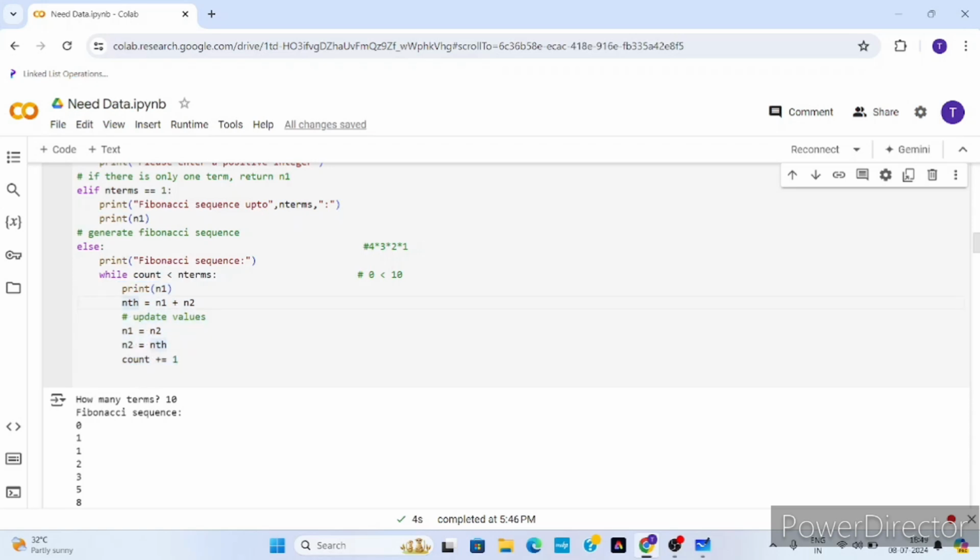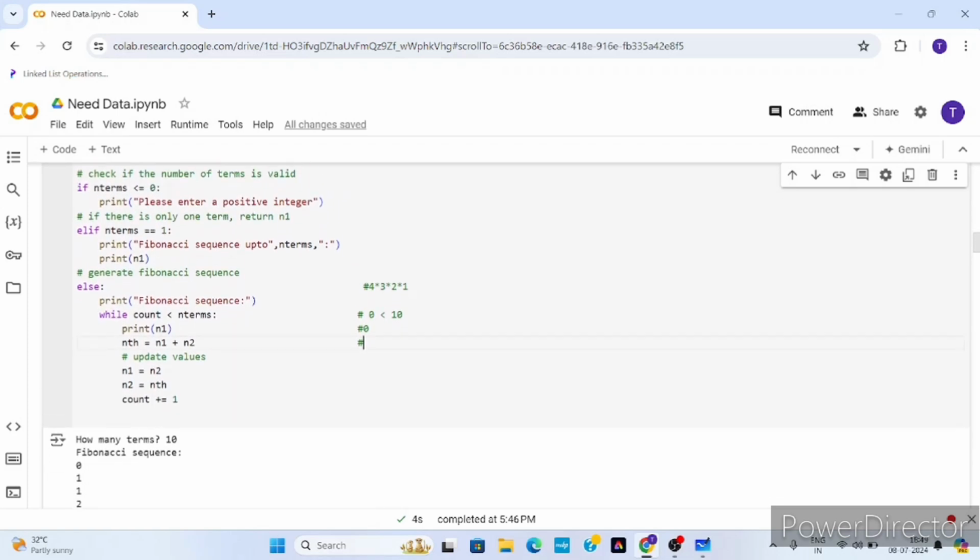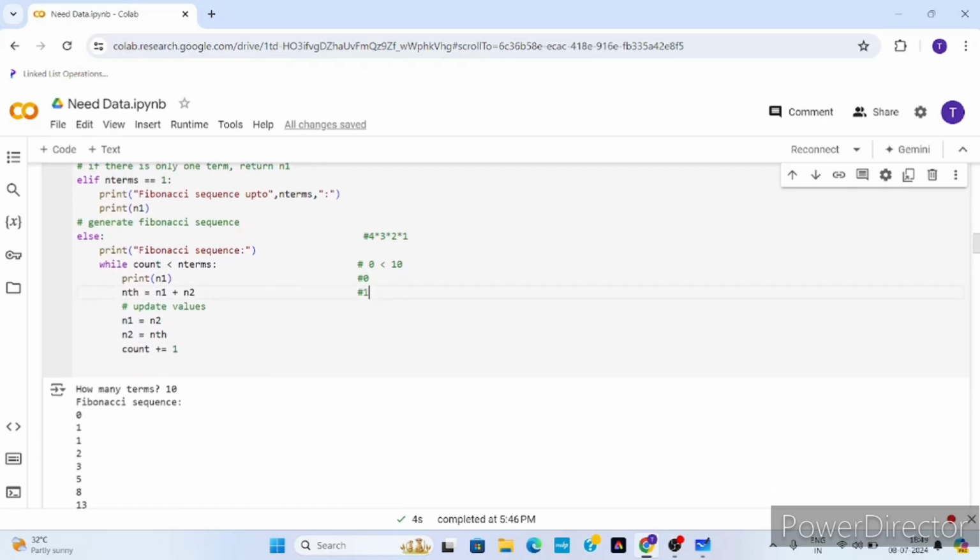And the nth part means n1 plus n2. So we can put it here also. n1 will be 0. Next, the nth part. What is meant by nth? Nth will be 0 plus our n2 value, which is 1, right? So 0 plus 1 will be 1.